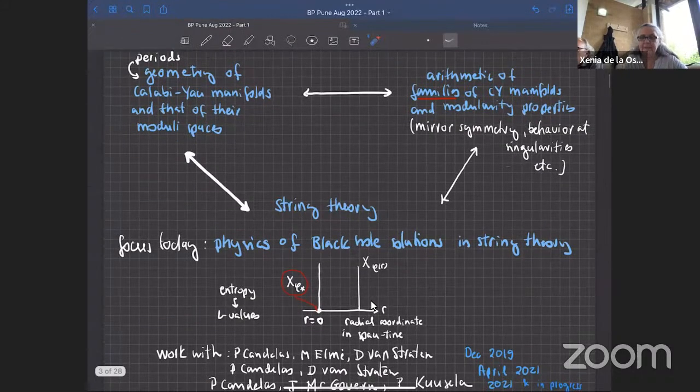So it is a well-known fact that the geometry of varieties is connected to its arithmetic. One way to look at this is, for example, at the Weil conjectures. So we are going to discuss arithmetic of families of Calabi Yau manifolds and their modularity properties, and what we know about them. And one can ask, of course, many questions about this.